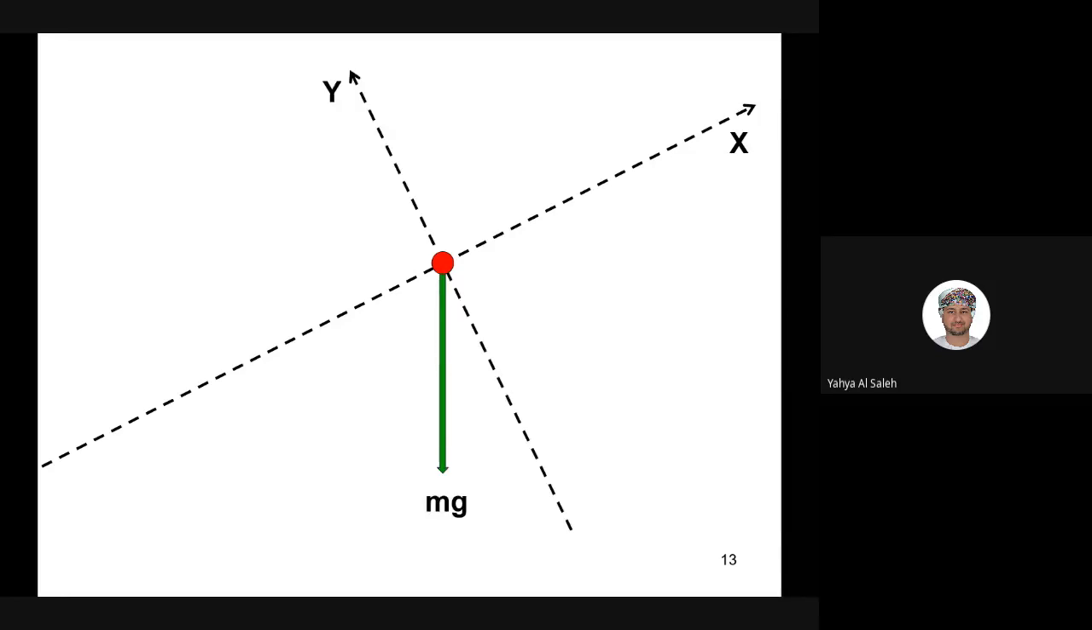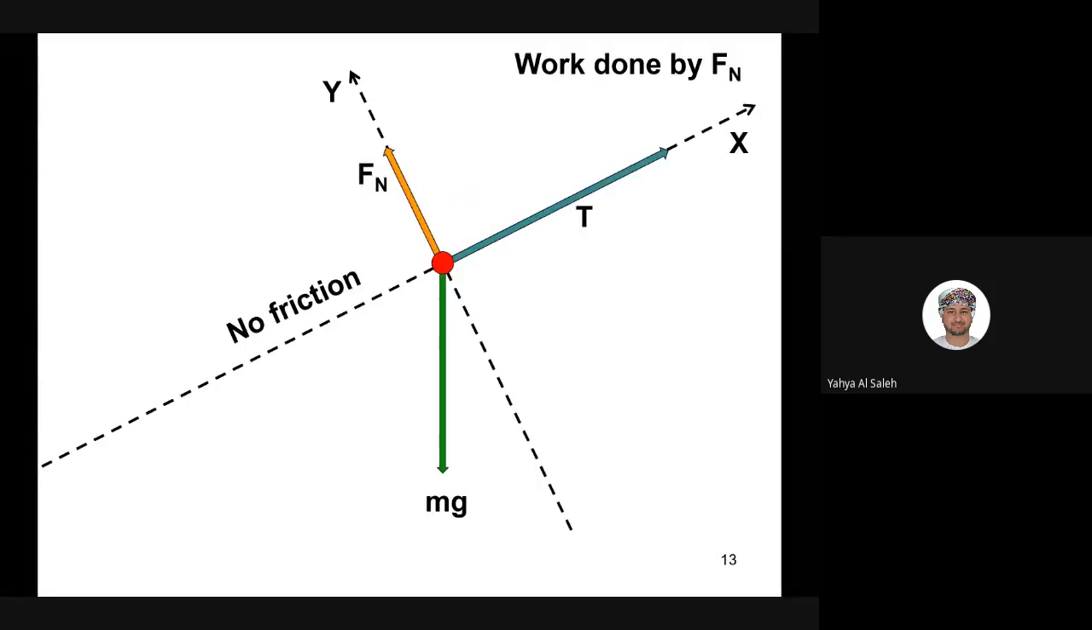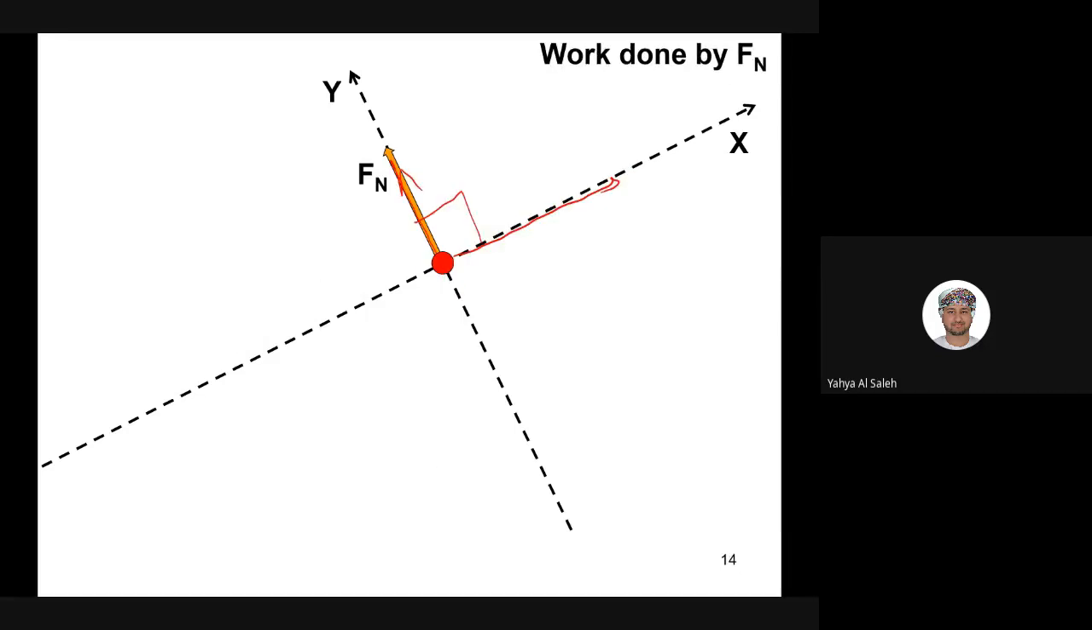Then a down mg. Then along the slope, tension of the rope. And then a perpendicular normal force. No friction. So far, so good? Anything I have forgotten? Good. Okay, let's first look at the work done by Fn. The direction of motion is along the slope, the x-axis. Fn is along the y-axis. What is the work done by Fn? 0. Simple.